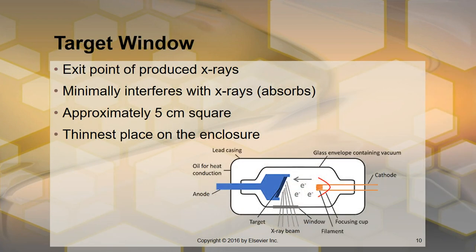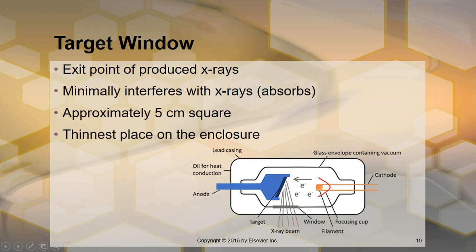So here's the target window, what we're talking about. The target window is the exit point of the X-ray, so we can look right here. Just pretend this is a lead casing, however it's shaped. There's our glass. There's our anode. Now all of this is oil in here. And then here's your focusing cup. There's the anode target. So they're boiled off here, sent to the anode, and then the X-rays come straight down. And that's your window right there.